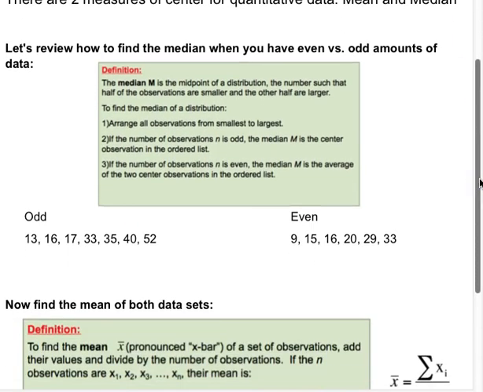All right, so let's review how to find the median. When you have an odd amount of data, the median is literally that center value. For even amounts, it's going to be between those center values. So in this case, that would be 18. Just a quick summary of what you already know. But now let's talk about the new material.